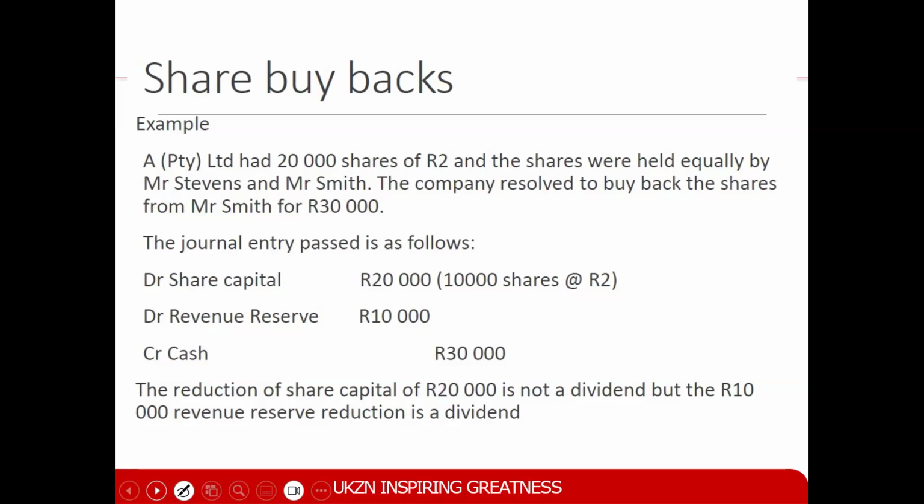Then they are doing that in shares. So the reduction of share capital is not a dividend, which is 20,000. But the 10,000 revenue reduction is a dividend, which is on top of that. It's more than the contributed tax capital.